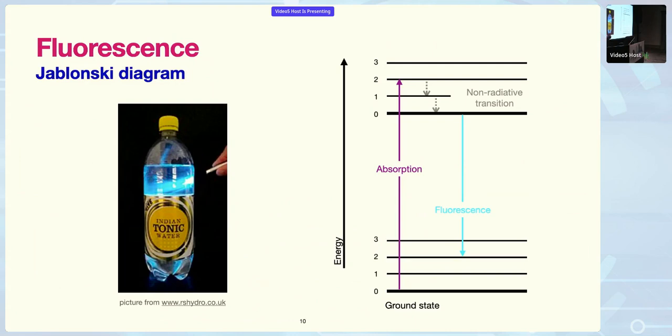So that corresponds to the longer wavelength. So that is blue light. So we have purple for excitation and blue for the emitted light. And that's what we call fluorescence.